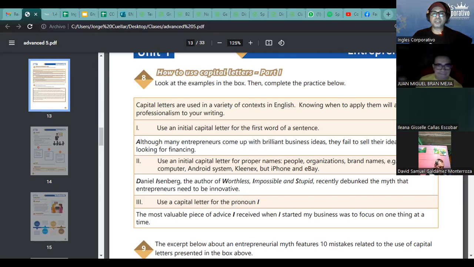Number three says, use a capital letter for the pronoun I. So that is something that we also know, right? From the very beginning, when we start English classes, we know that every time you are going to use I as a pronoun, then definitely you have to use it in the capital.